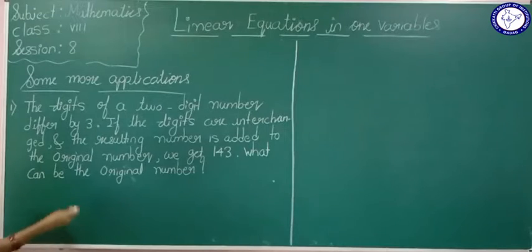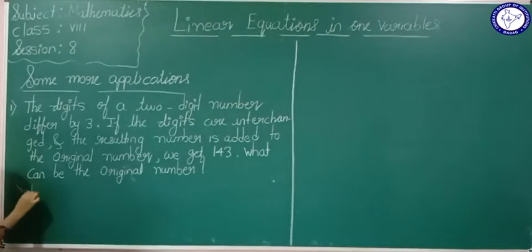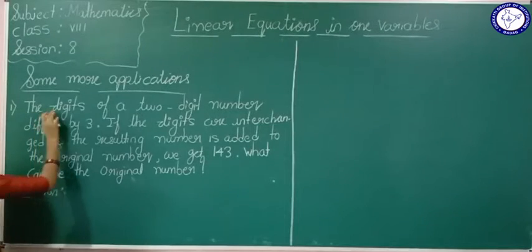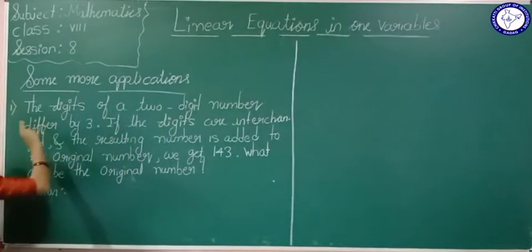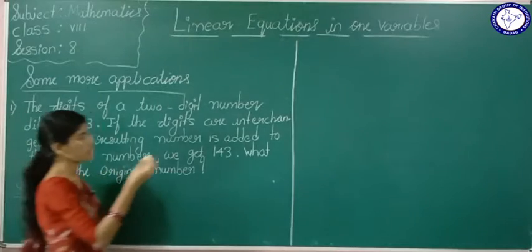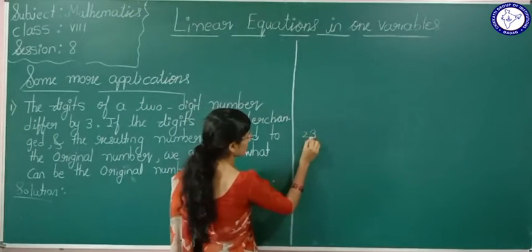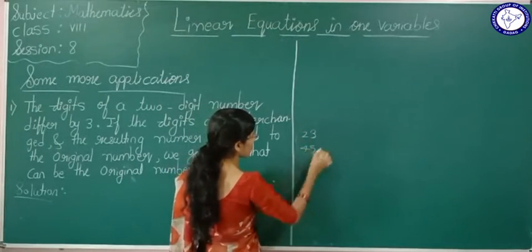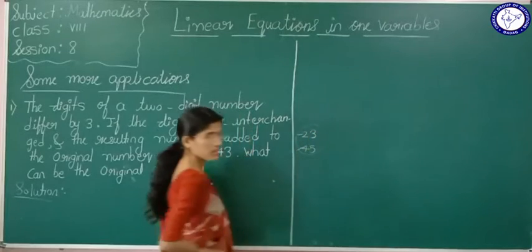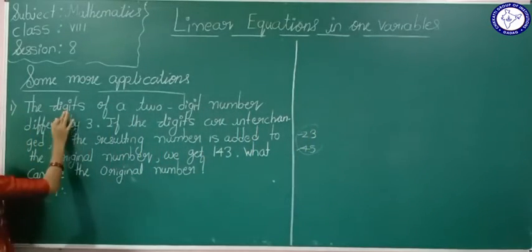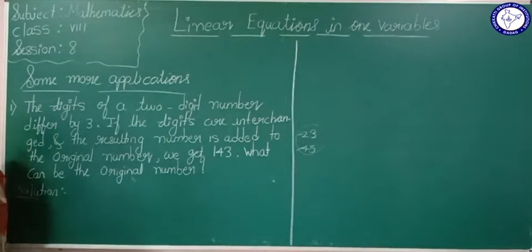See here, solution. The digits of a two-digit number differ by 3. Two-digit number means here 23, 45. These all are two-digit numbers, no? What is the given condition? The digits of a two-digit number differ by 3.